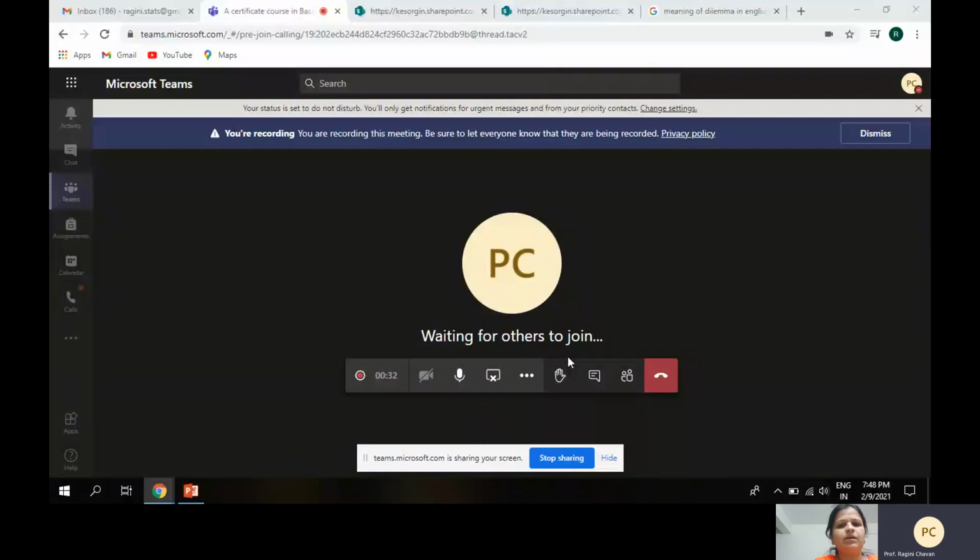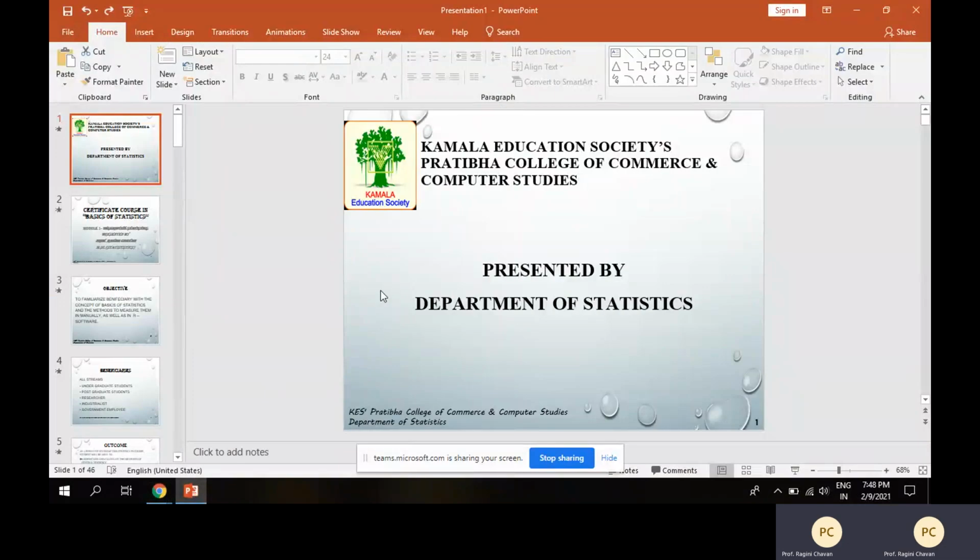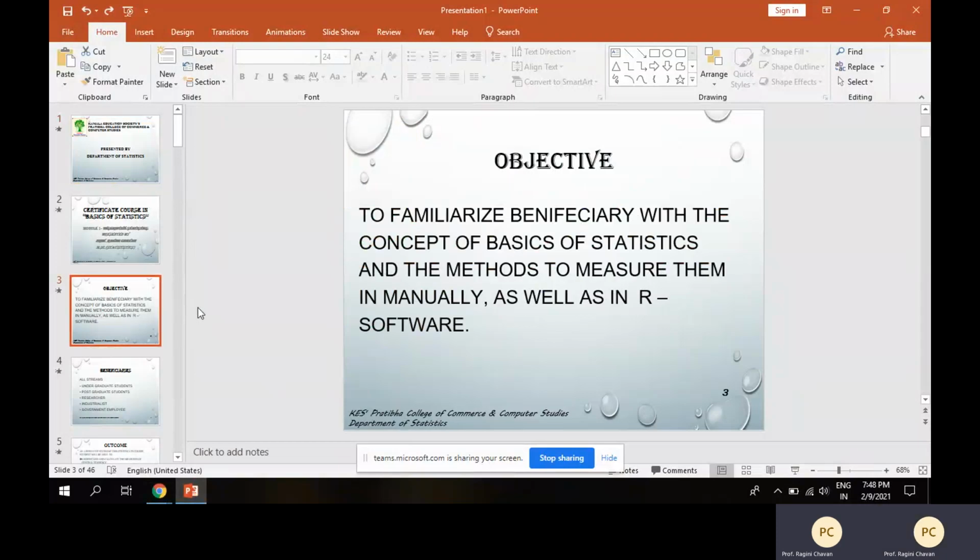Hello, Pratibha College of Commerce and Computer Studies organizes a certificate course in Basics of Statistics structured by Department of Statistics. This course contains 5 modules from which I, Professor Ragini Chavan, am conducting Module 1, that is Measures of Central Tendency. The main objective behind this course is to familiarize beneficiaries with the concept of basics of statistics and the method to measure them manually as well as in our software.